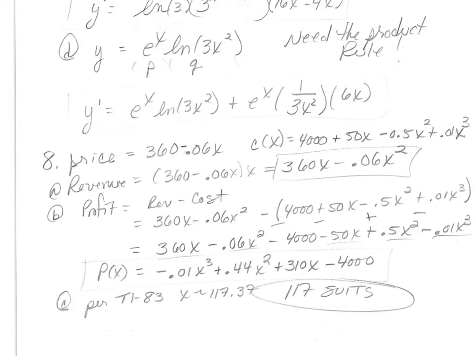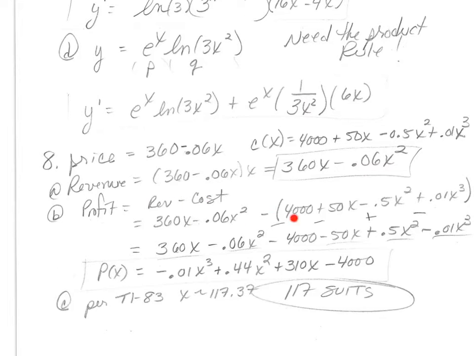Look at number 8. When you look at number 8, let me look at the question, snappy suits. They're giving you price and cost. So here's price, here's cost that they give you. And revenue is going to be your price times your quantity. Simplify that. And then they're asking you for profit. Find a formula for revenue, find a formula for profit.